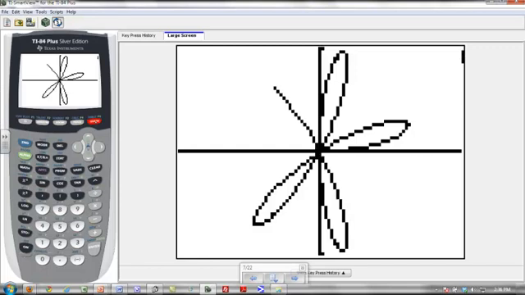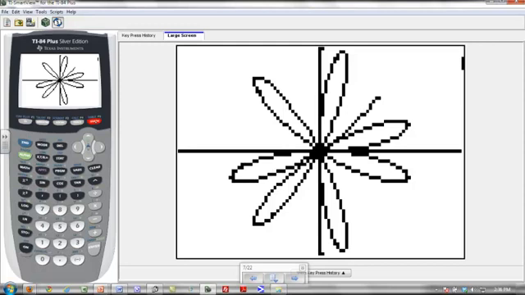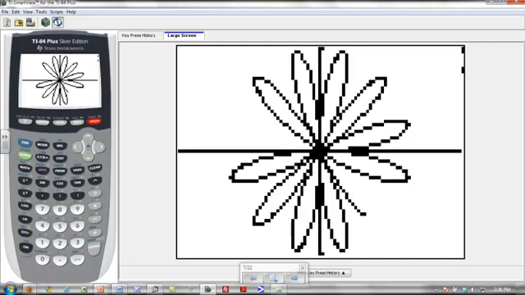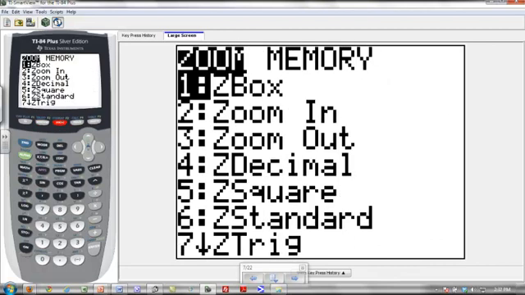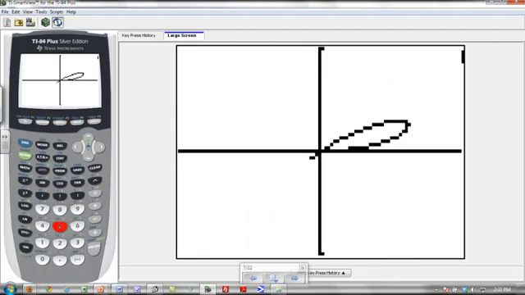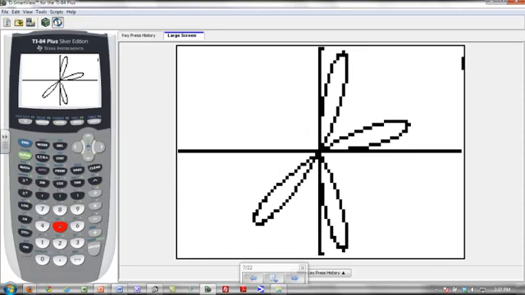Actually they're called petals. They call this a 12 leaf or 12 petal rose. I'm not saying it makes sense. By the way, I might choose zoom square to make this one look a little bit more symmetric. Every single time we have a turnaround, we're exactly 1 away from the origin.